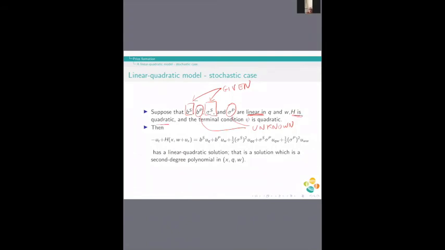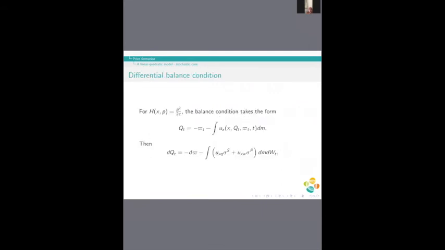Well, in this case, what you end up with is a Hamilton-Jacobi equation, which is linear quadratic, and these things are known to have linear quadratic solutions by solving Riccati equations. Now, these equations are solvable in the class of second-degree polynomials. If you do that, then you can write what the balance condition is.